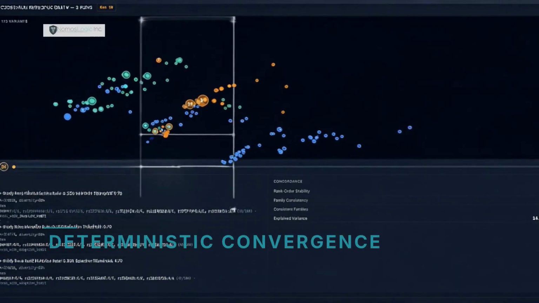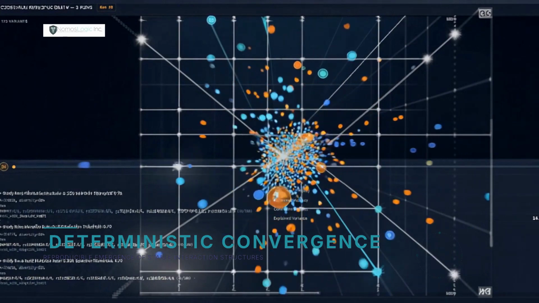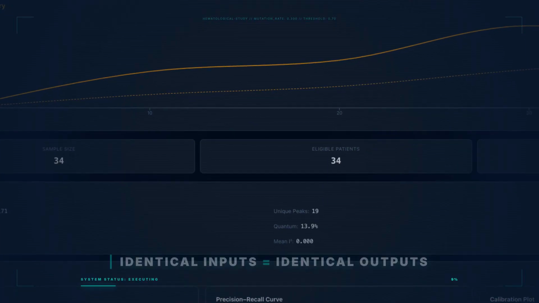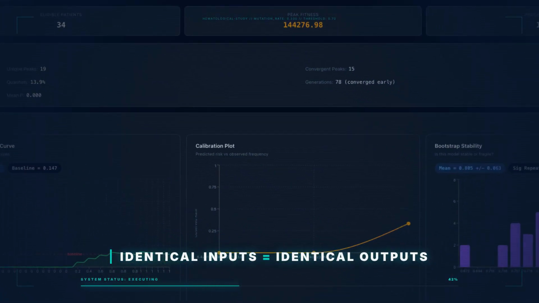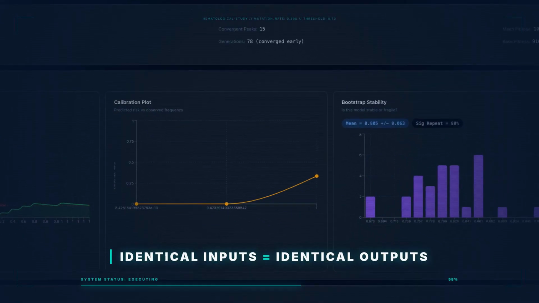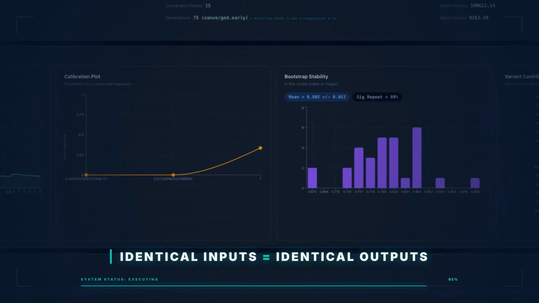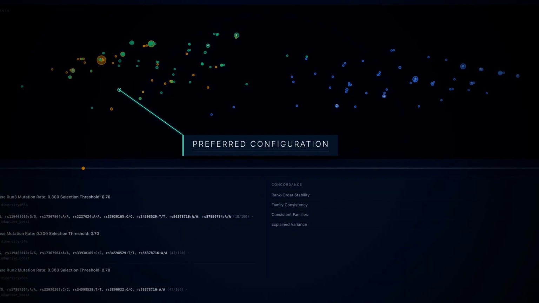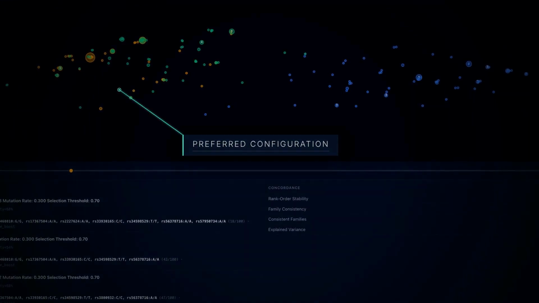Deterministic convergence is the reproducible emergence of stable interaction structures. It is what the system does, not a metaphysical claim, but an operational reality. For convergence to be examinable, execution must be deterministic. Identical inputs and settings must produce identical outputs, removing framework randomness from the observation. Convergence means the system returns repeatedly to preferred configurations. This preference reflects the underlying constraint landscape of the genomic data.